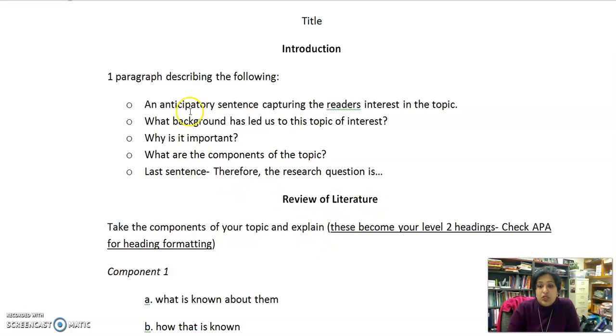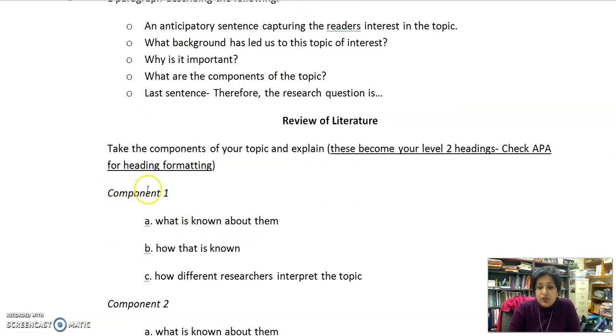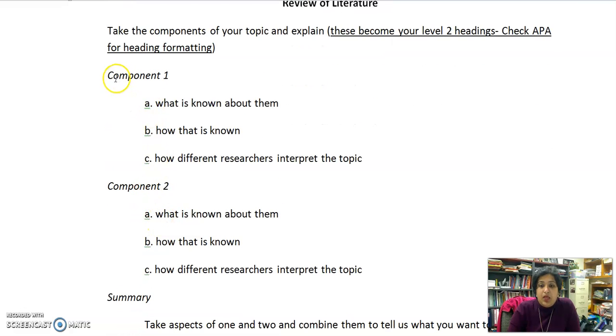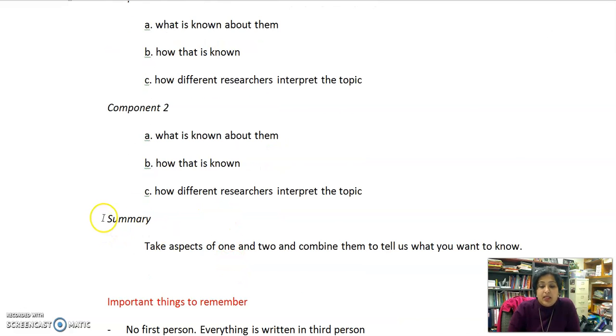Review of the literature. So whichever components that you talked about in your introduction are going to be your subheadings or level 2 headings for your paper. And within each component, you are going to talk about what is known about them, how is it known, the literature review that talks about what are the different researchers, how do they interpret the topic, and then you talk about all those. And then in the summary is, so combining all this information, motivated by all these arguments, this research will, what is your research going to look at or examine or explore?